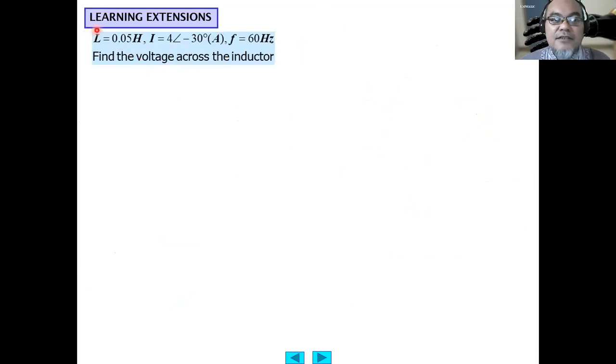Let's now find the voltage across an inductor when we have a 0.05 Henry inductance. The current is 4 ampere with a phase angle of minus 30 degrees. The frequency is 60 hertz. Omega is 2 times pi times f, so 120 pi. The voltage equals j omega L I.